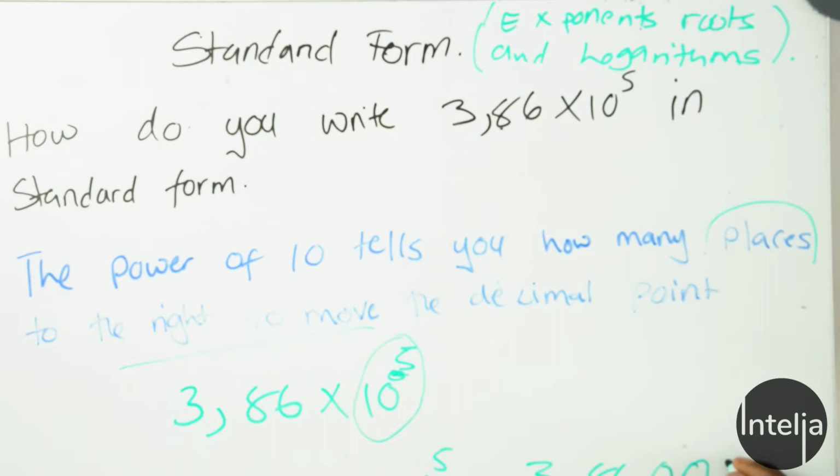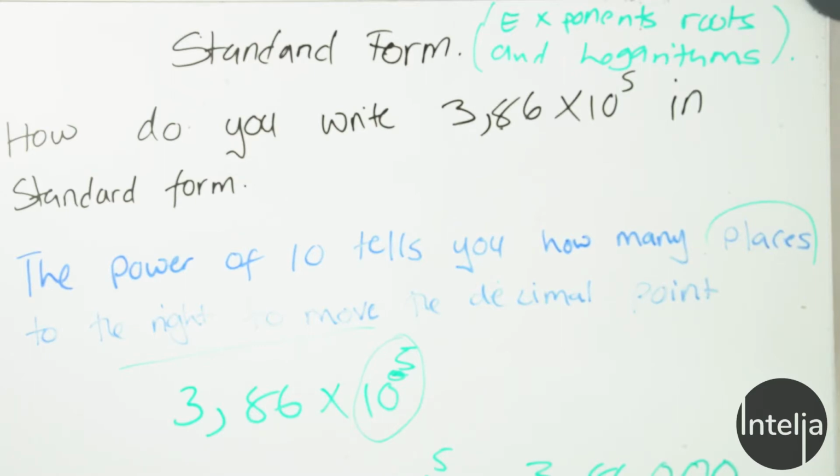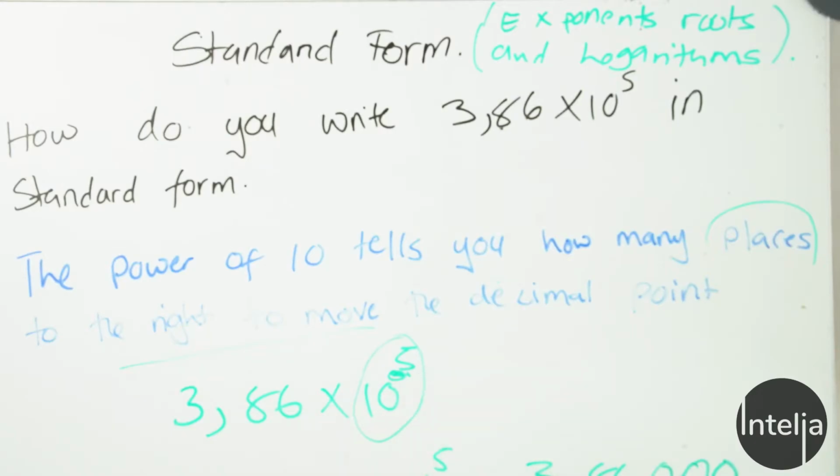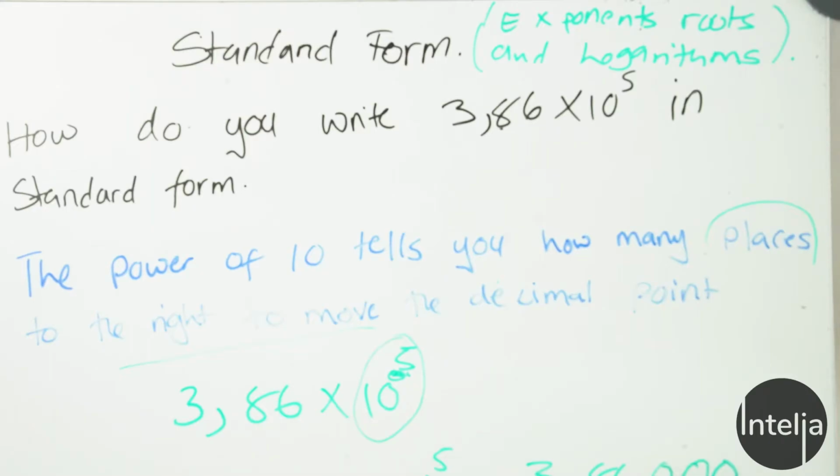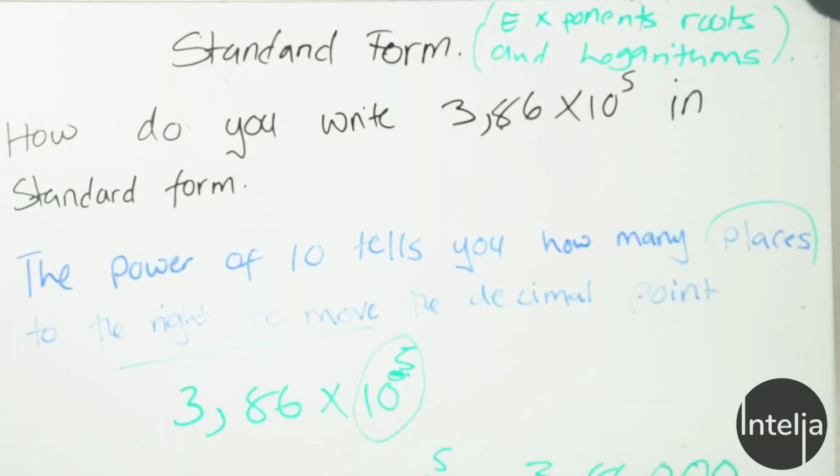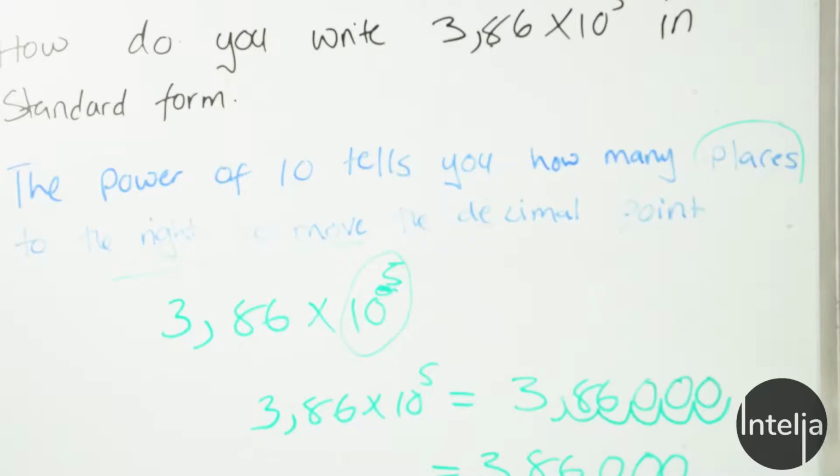Let's add 3 zeros here, and then if you want to put it in standard form, you count how many places to the right. Here it says to the power 5, so you count 1, 2, 3, 4 and 5. So your answer would be 3,860,000, like this. So this is how you write your answer in standard form.